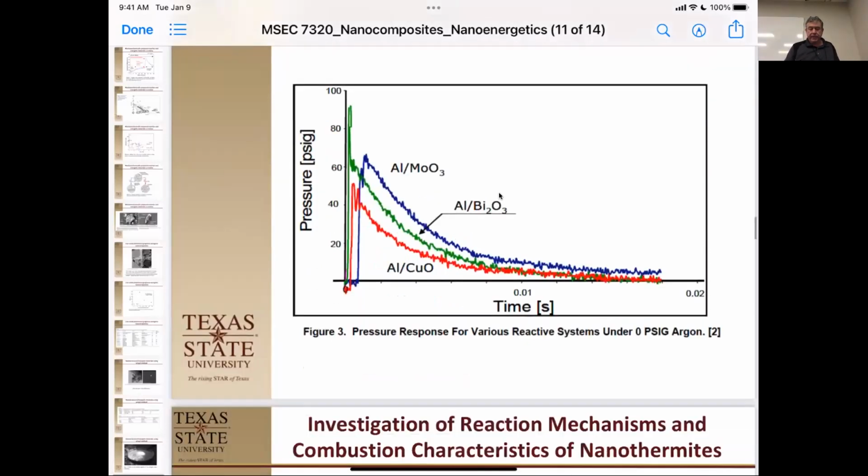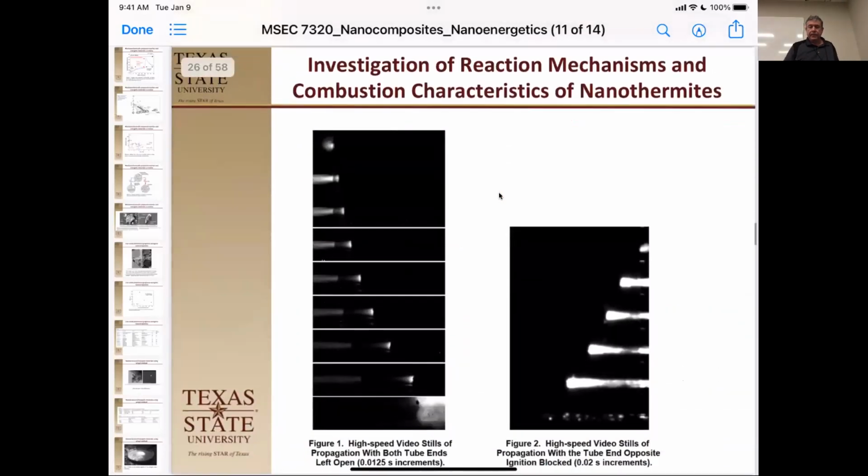Okay, so switching gears again, let's look at another way to measure some of your things for a nanothermite. And this one, I think it's still aluminum copper oxide nanothermite. This is very good. And they have an open acrylic tube. It's about 1.5 inches long. It's about 1/8 inch in diameter. And they pack it full, softly pack it full of your energetic material.